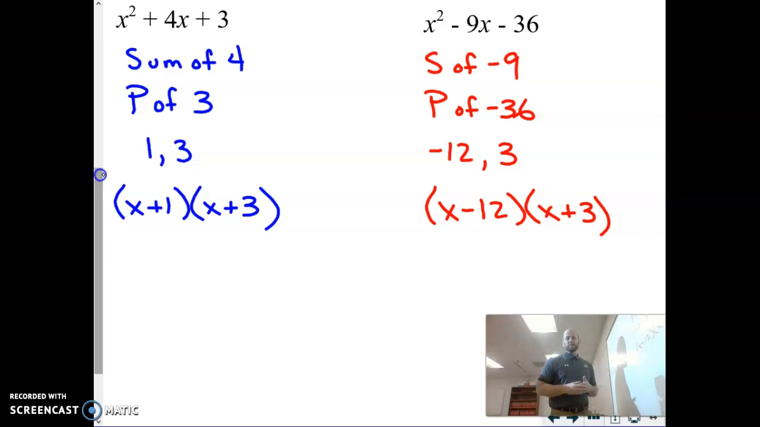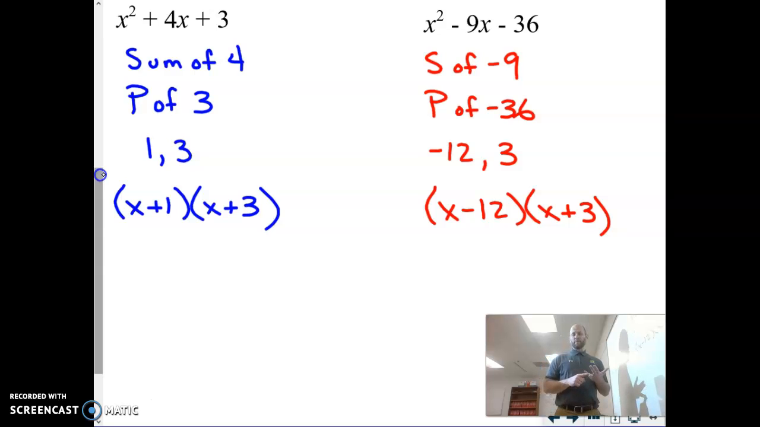So again, it's just a few things to keep in mind as you go through these. The diamond pattern that we're looking for is that the same two numbers are going to have the same product as well as the same sum. Remember the patterns of: is the middle term positive or negative? And is the constant term positive or negative? If they're both positive, then both factors are positive.